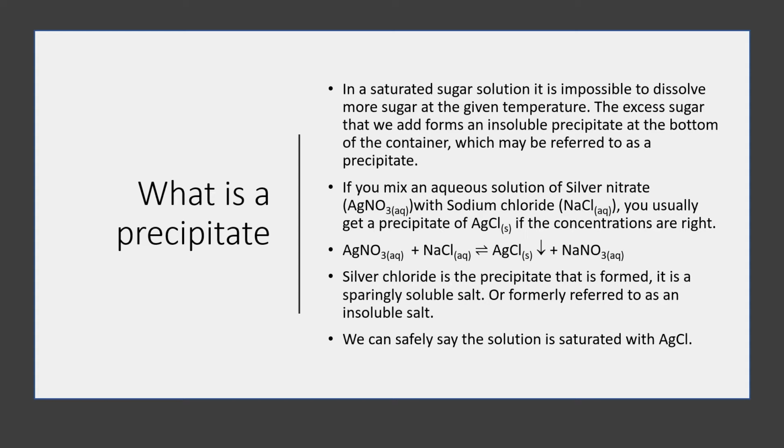Silver chloride is the precipitate that is formed. It is a sparingly soluble salt. Formerly, it was referred to as a precipitate or an insoluble salt. We can safely say that the solution above the precipitate is saturated with respect to silver ions and chloride ions in aqueous solution.